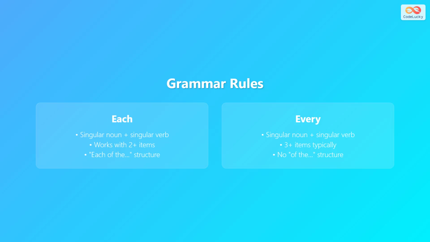Both each and every use singular nouns and singular verbs. Each works well with two or more items using each of the structure. Every typically needs three or more items with no of structure.